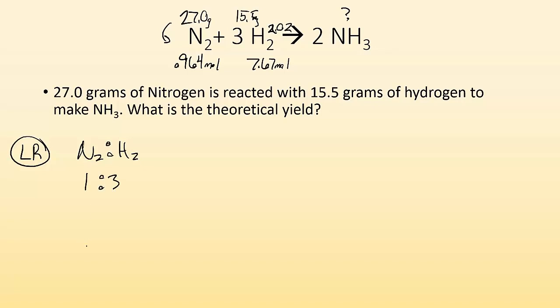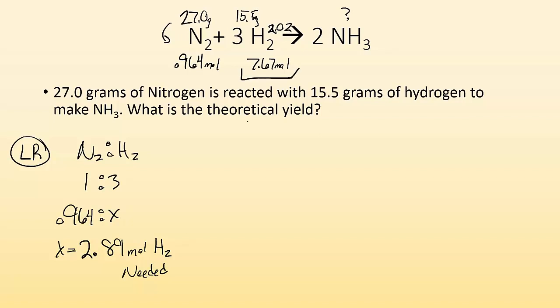Now I just pick one of those to see which one's the limiting reactant. I'm going to use nitrogen, for no particular reason. 0.964 is to X. So what does X equal? X equals 2.89 moles, and that's the H2 needed. So how much H2 do I actually have? 7.67. So I have extra H2, which tells me that my N2 is my limiting reactant. So I'm going to do all my math based off of my limiting reactant.